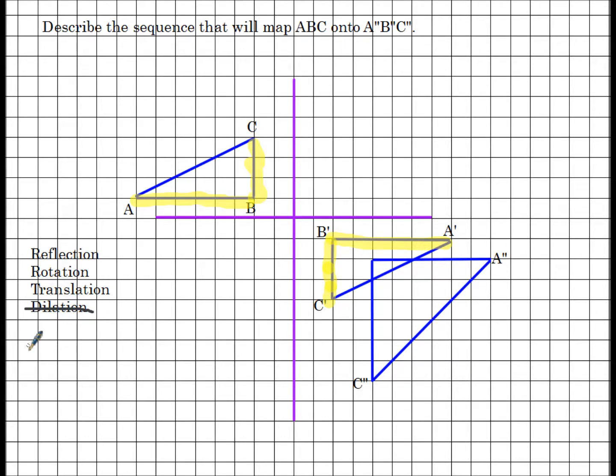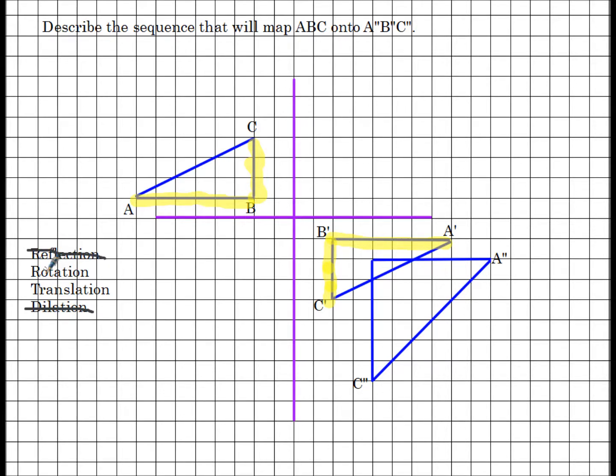Now, could it be a reflection? I'm going back up. A reflection across the y-axis would put the new figure over here. A reflection across the x-axis would put it over here. It's not in the first quadrant. It's not in the third quadrant. So then we can eliminate reflection.